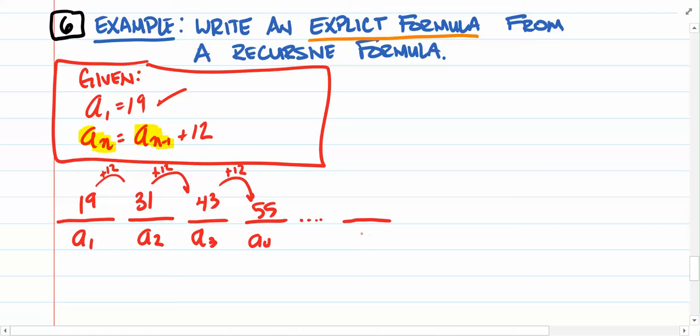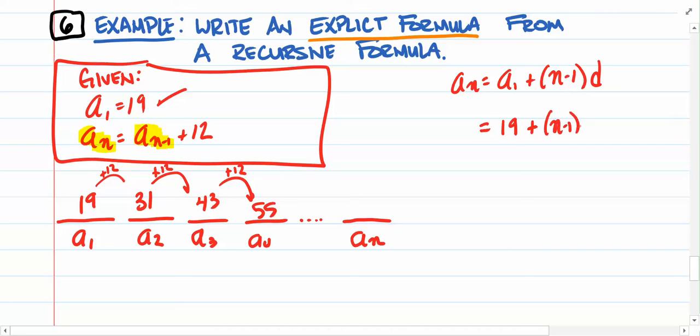So what we want to come up with is a sub n. What is the explicit formula? Well, we know that a sub n has to be equal to a sub 1 plus the quantity n minus 1 times the common difference. So we know the first value is 19, plus we have n minus 1, and the common difference in this case happens to be 12. So all we have to do now is simplify.